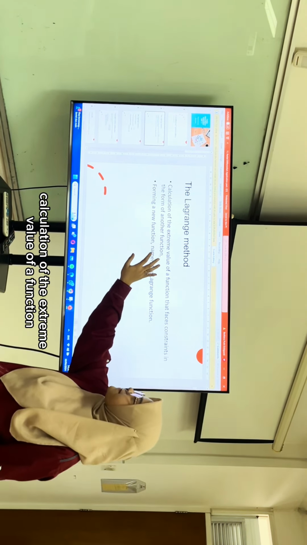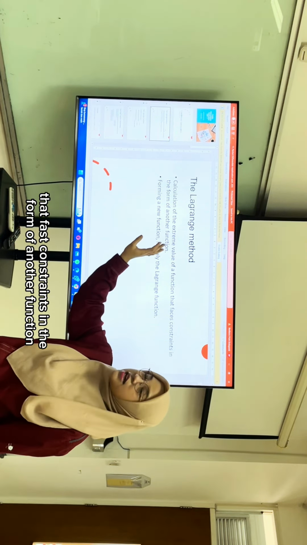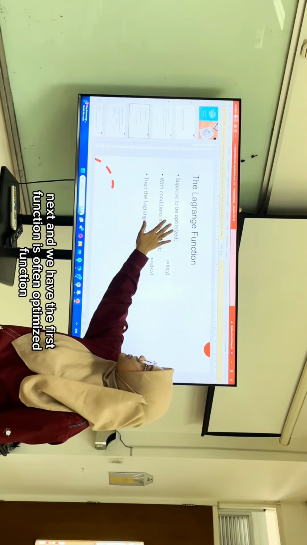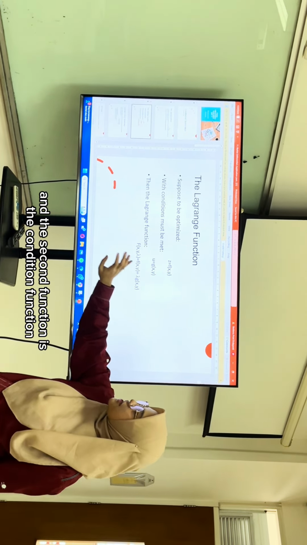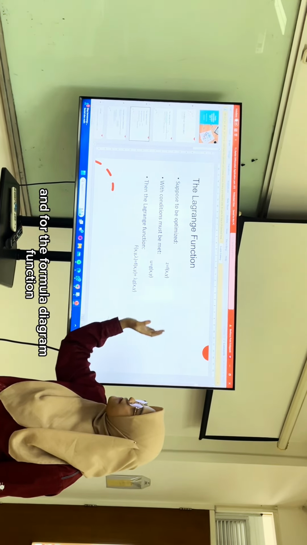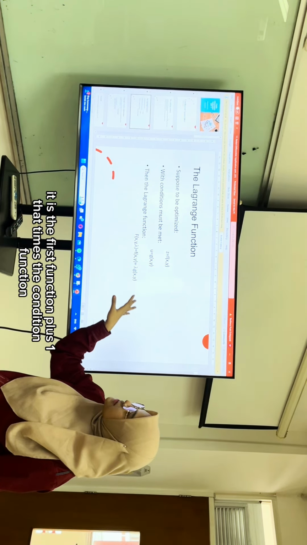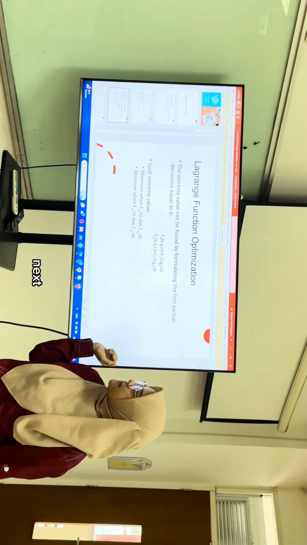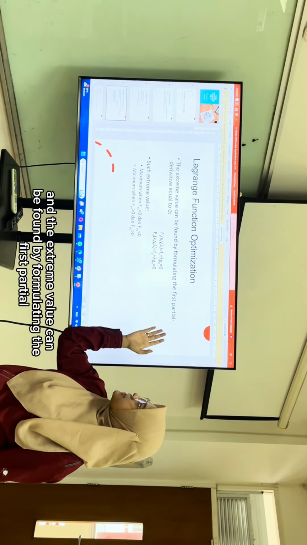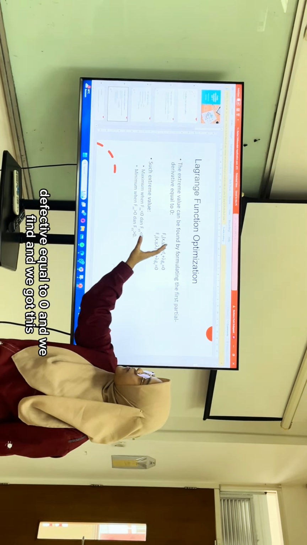Calculation of the extreme value of a function that has constraints in the form of another function. We have the first function, which is the optimized function, and the second function, which is the condition function. The formula for the Lagrange function is the first function plus lambda times the condition function. The extreme value can be found by setting the first partial derivatives equal to 0, and we got this.